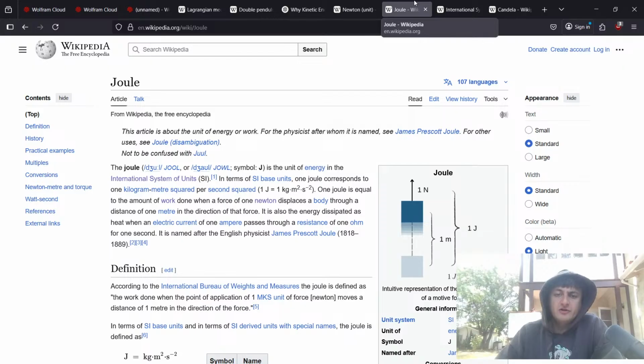So if I have a kilogram block at rest and I accelerate it to 1 meter per second, we have a kilogram block at rest on a frictionless table, and I start pushing on it with 1 Newton of force, and then I let go after 1 meter.